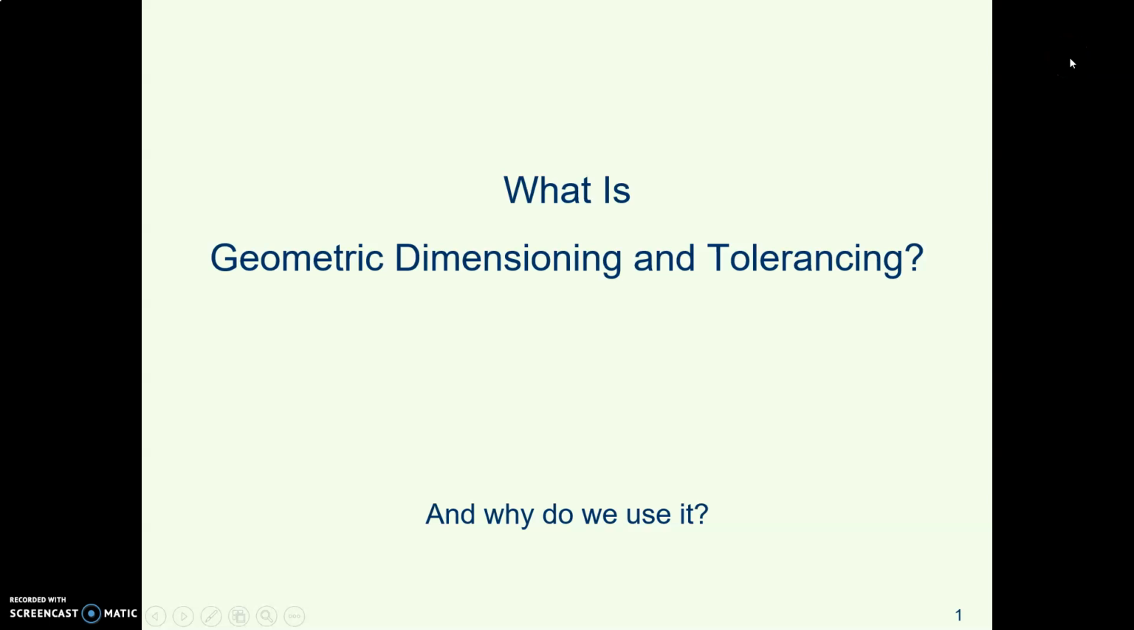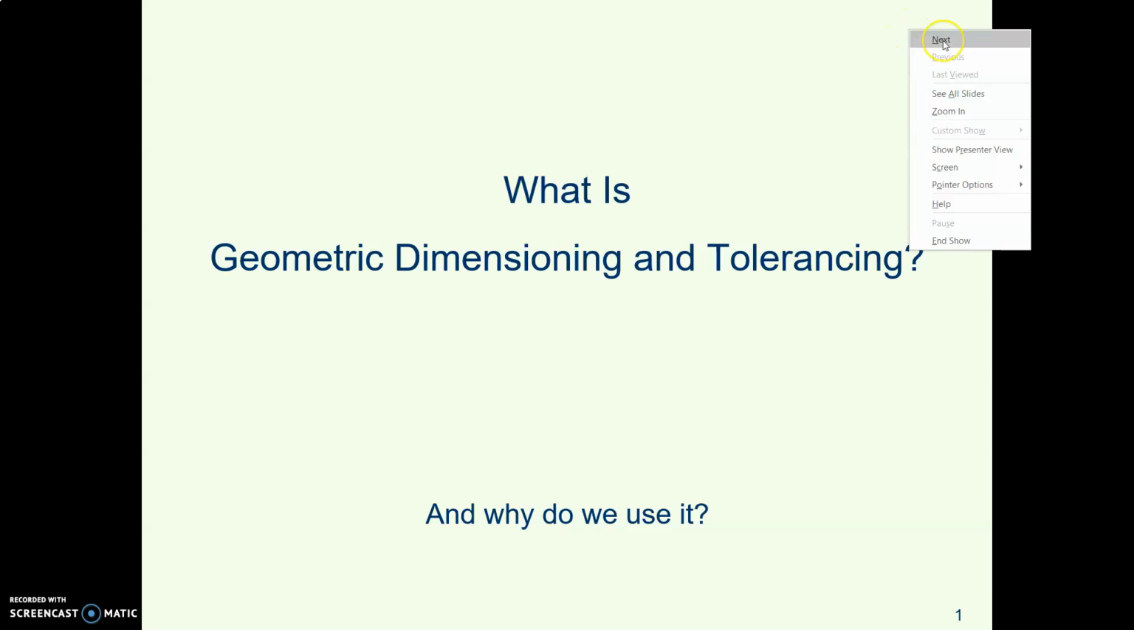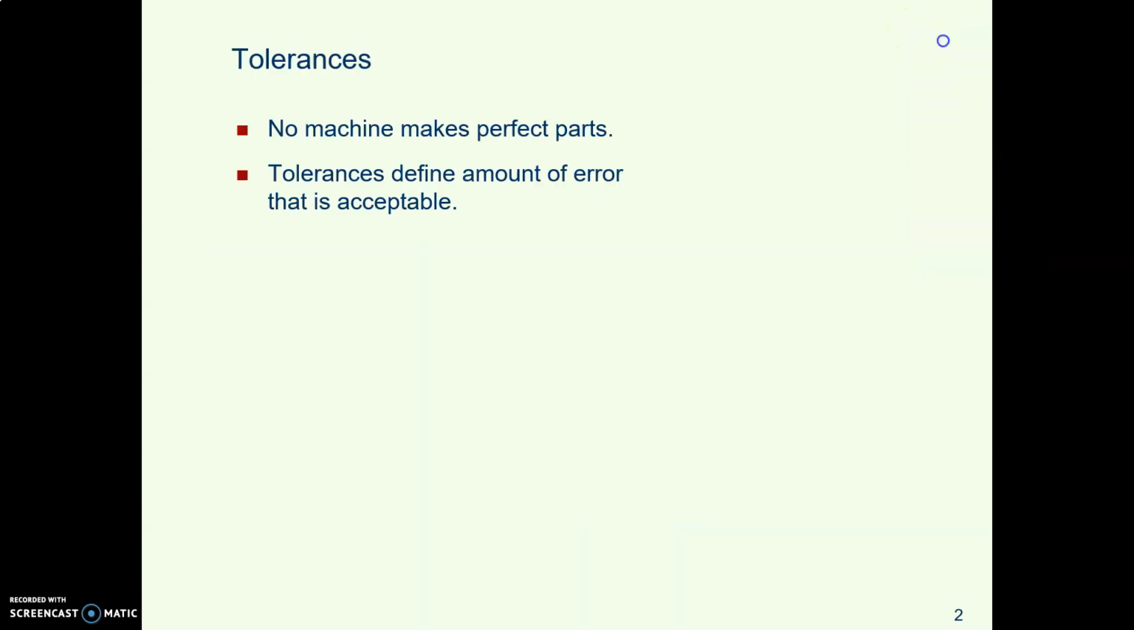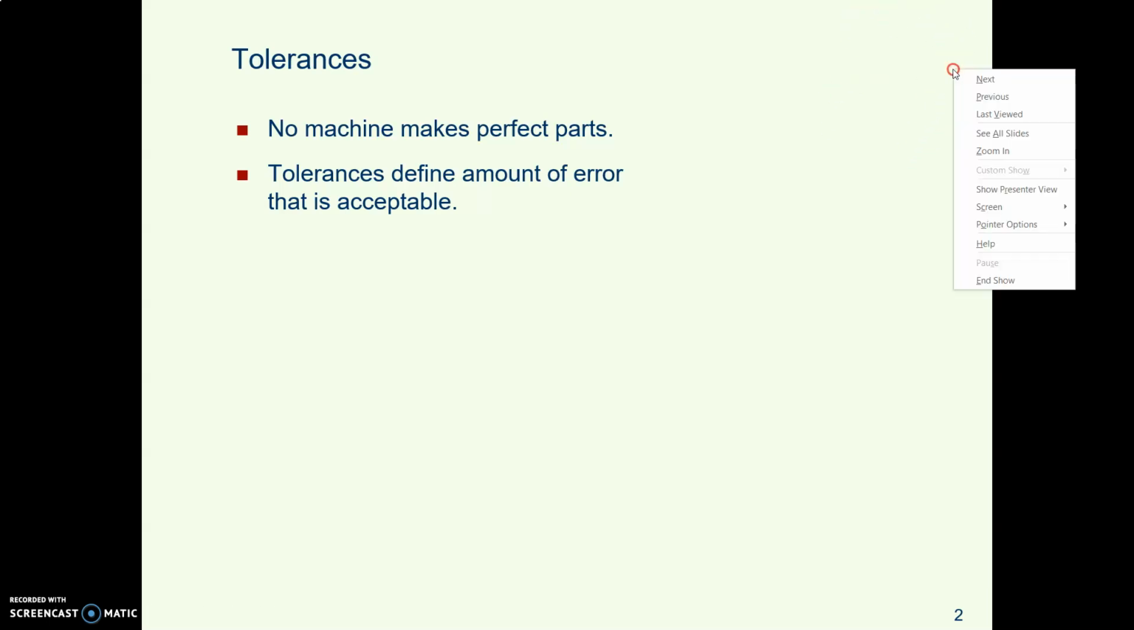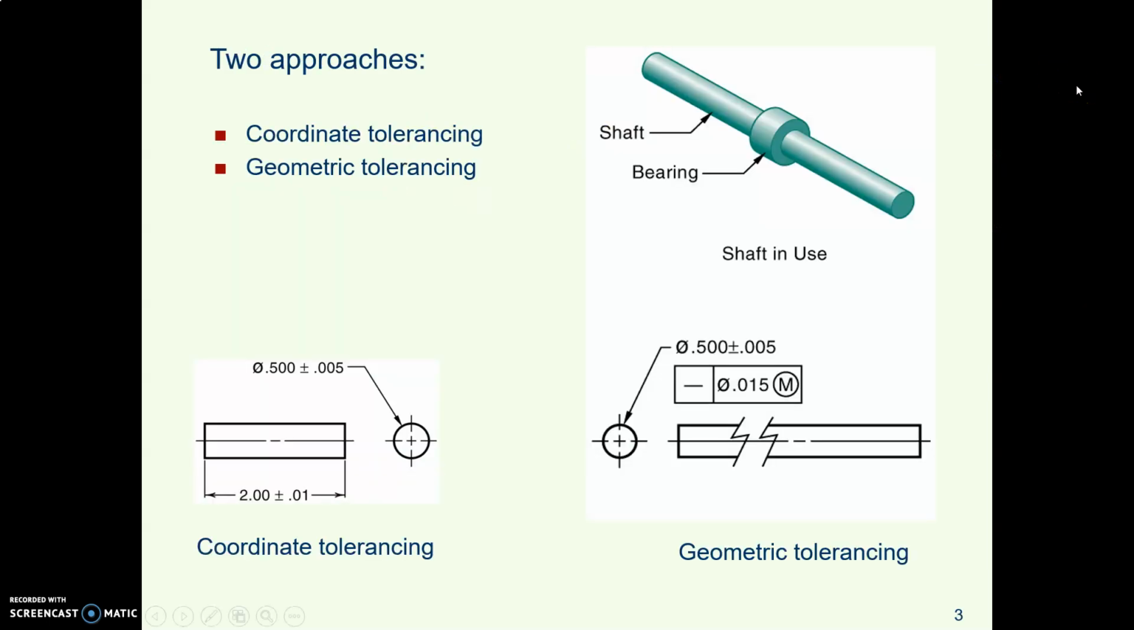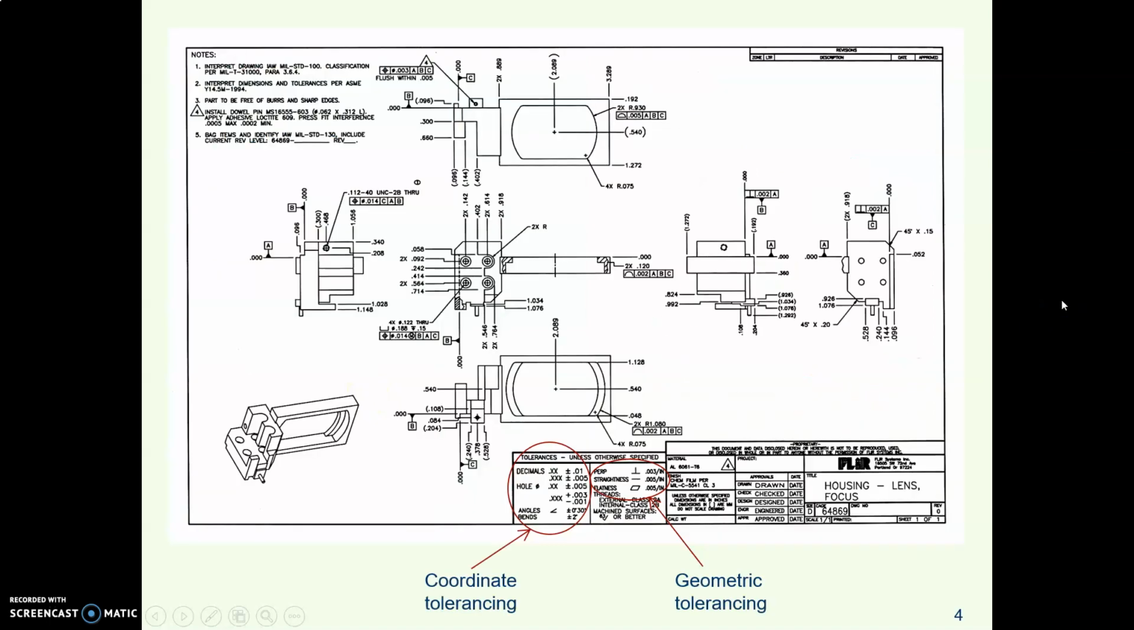Let us dive into the world of geometric dimensioning and tolerancing, or GDT for short, and why we care. So why we care is that there are no perfect parts, as you know. So everything must have a tolerance. And we have two ways we can apply tolerances to our drawings. One is called coordinate tolerancing, which is the kind you're used to. The other is geometric tolerancing.